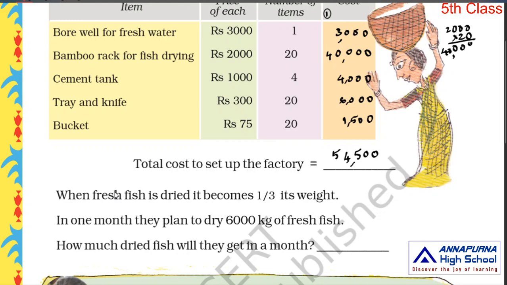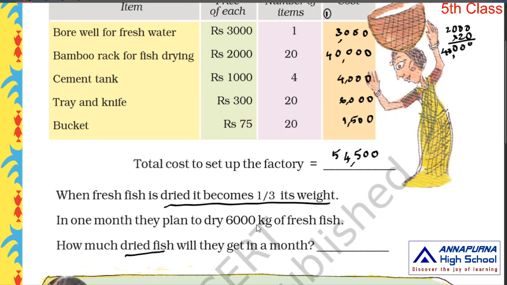Now when fresh fish is dried, it becomes 1/3 its weight. In 1 month, they plan to dry 6,000 kgs of fresh fish. How much dried fish will they get in a month?